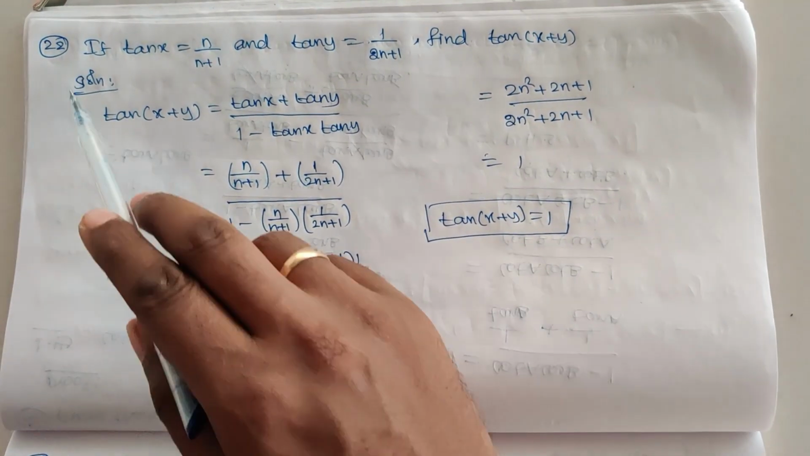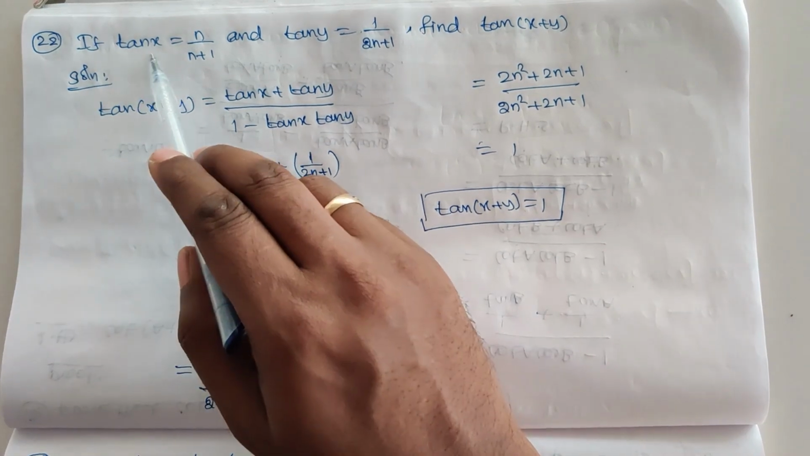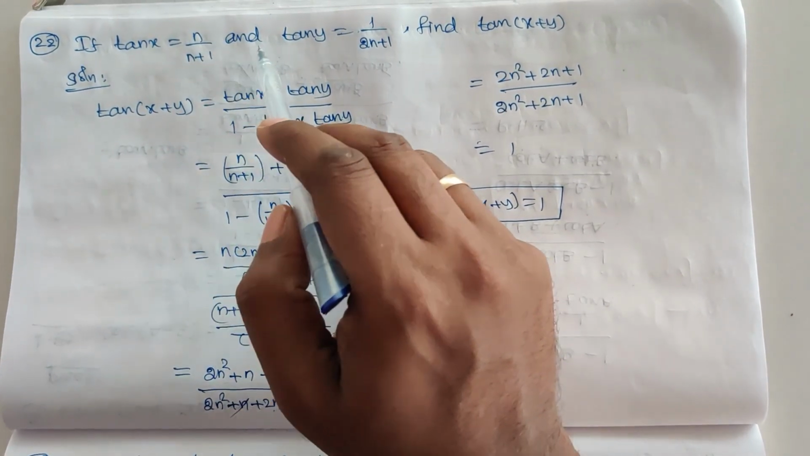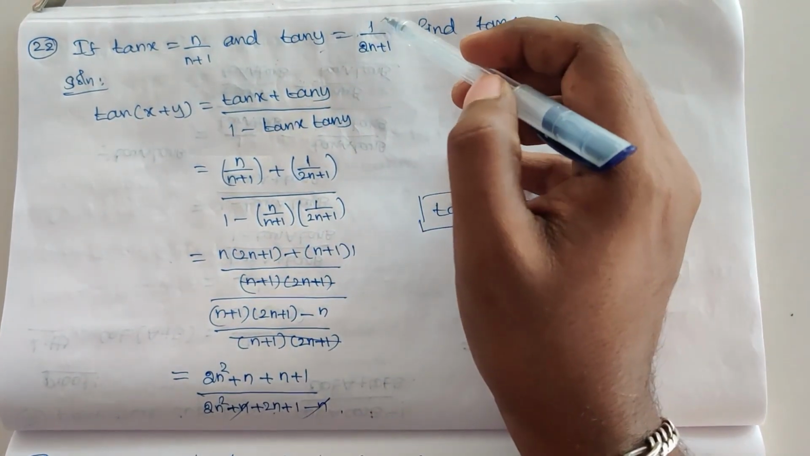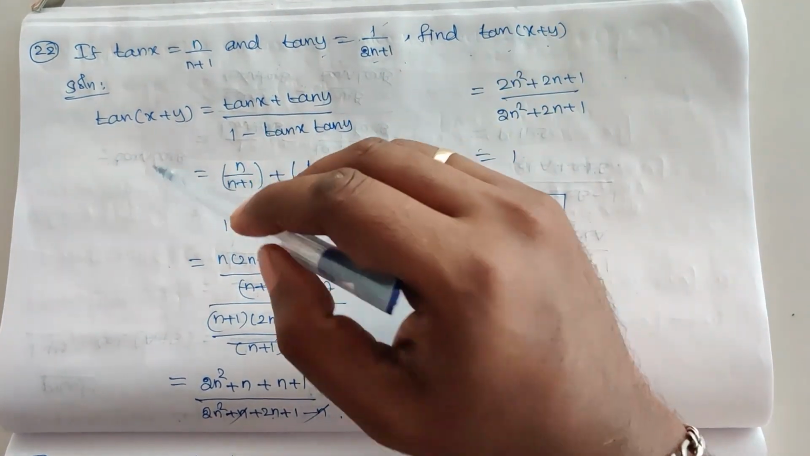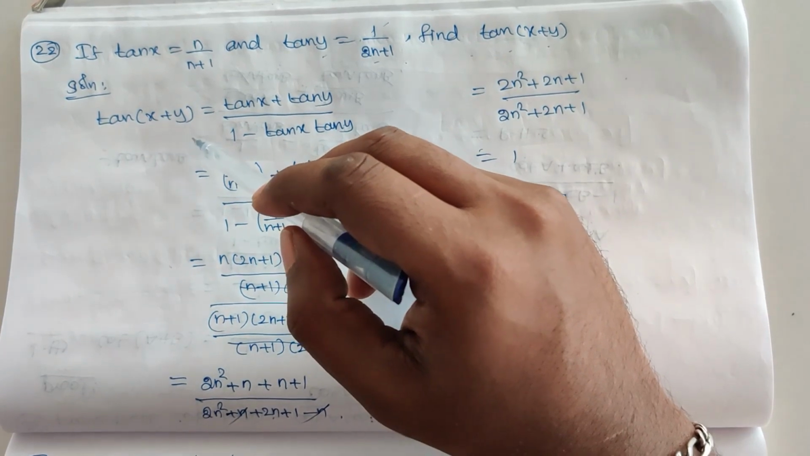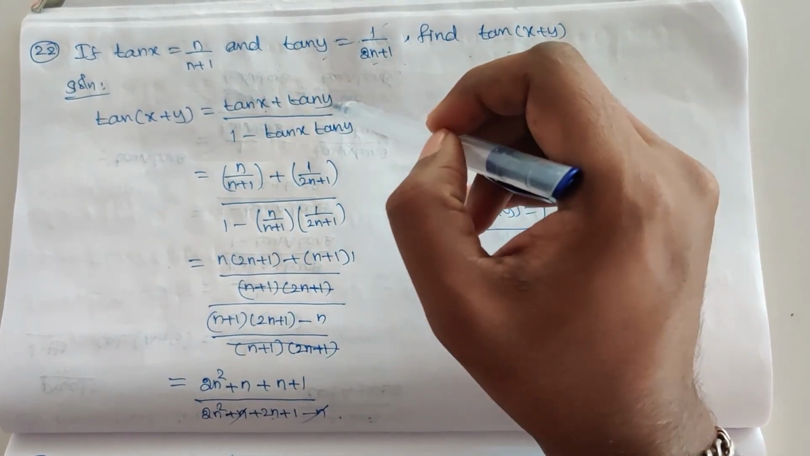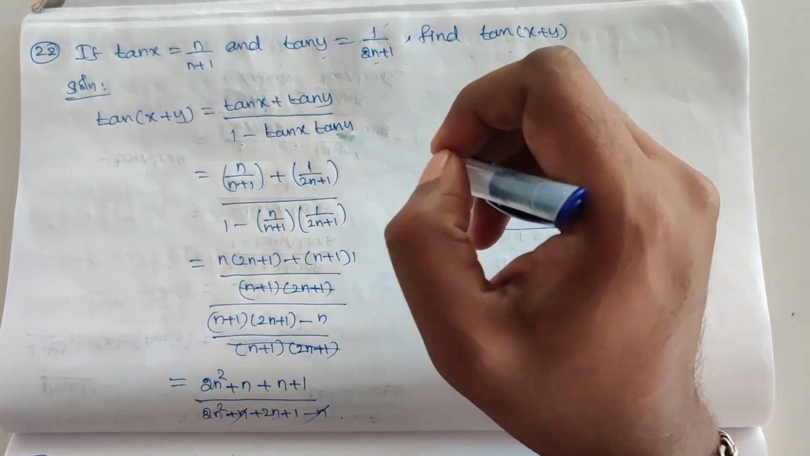Now we are going to discuss question number 22. If tan x is equal to n divided by n plus 1 and tan y is equal to 1 by 2n plus 1, find tan x plus y. So now the formula: tan x plus y is equal to tan x plus tan y the whole divided by 1 minus tan x tan y.